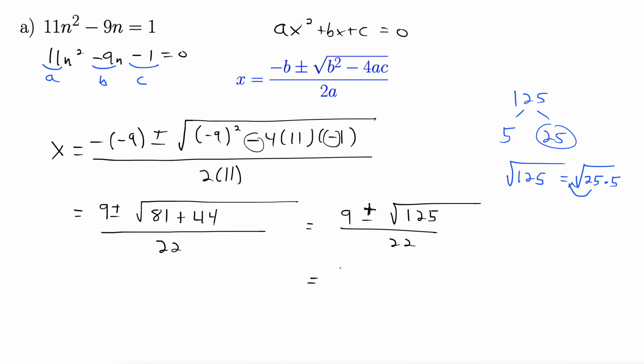Okay, so we have 9 plus or minus 5 radical 5, all over 22. And we just give it a quick check to see if we can simplify anything. We have 9 and 5 and 22. Nothing in those simplifies. So there is our answer. And really it's two answers: 9 plus 5 radical 5 over 22, and 9 minus 5 radical 5 over 22. Let's try another one.